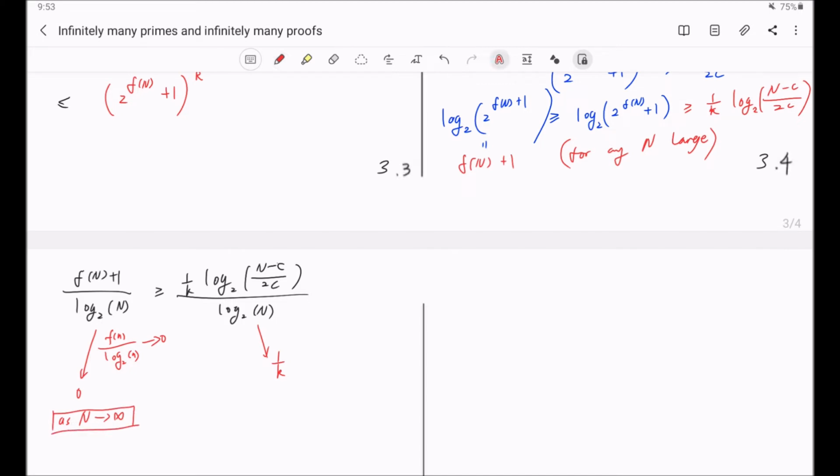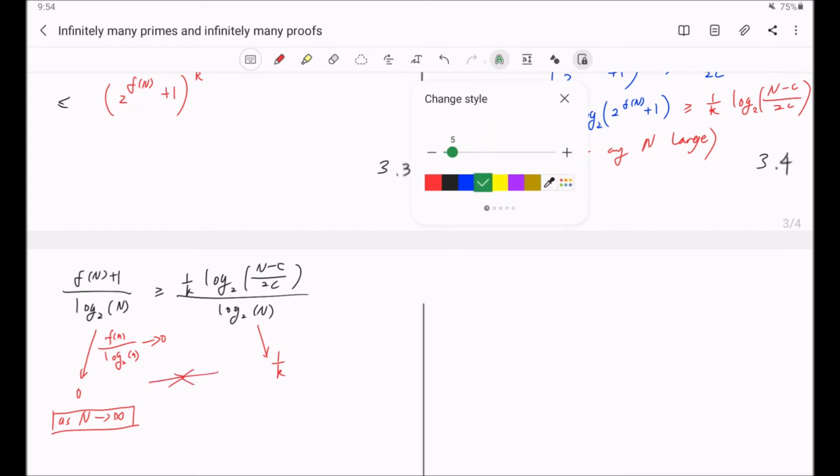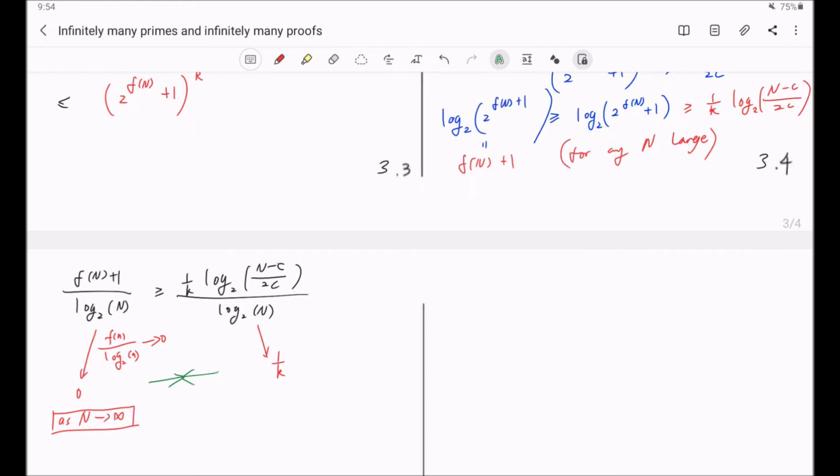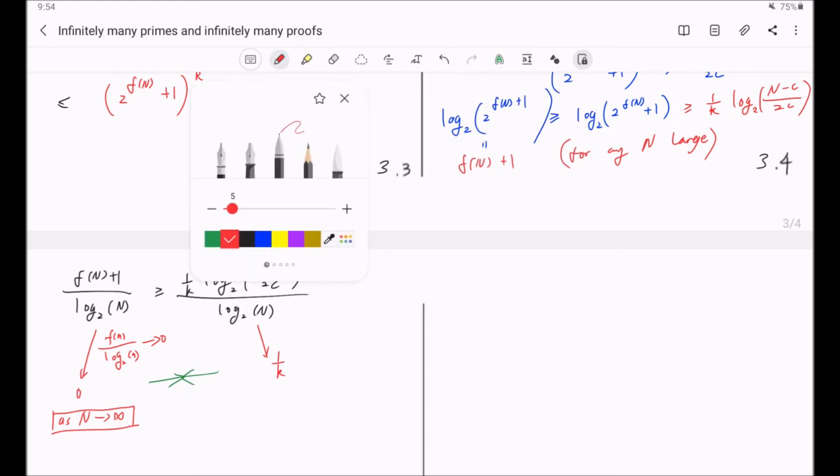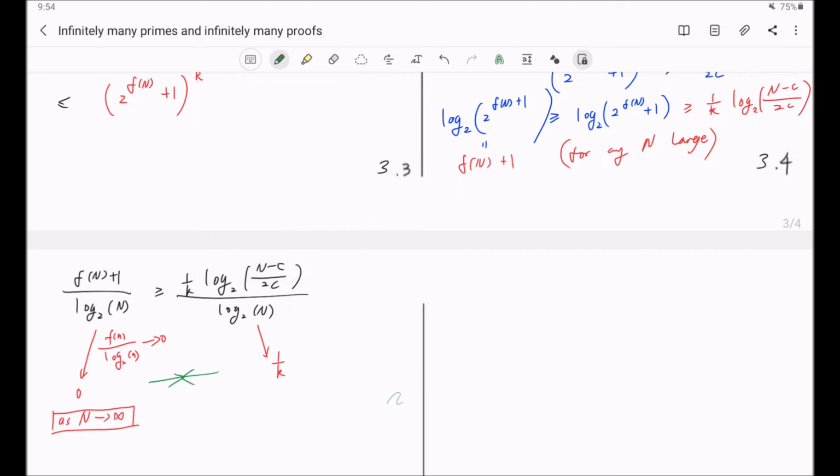So because k is a fixed number, when capital N is large enough, you get the contradiction that 0 is bigger or equal to 1 over k. So this will be a contradiction. And this contradiction finishes the proof.